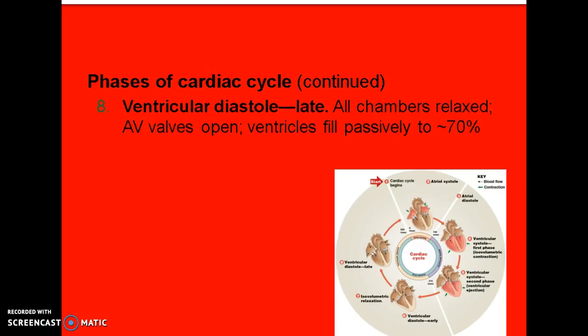And then finally, the ventricular diastole, all chambers are relaxed, AV valves are open, and the ventricles fill approximately to 70% full, passively, as the blood seeps from the atrium to the ventricle.